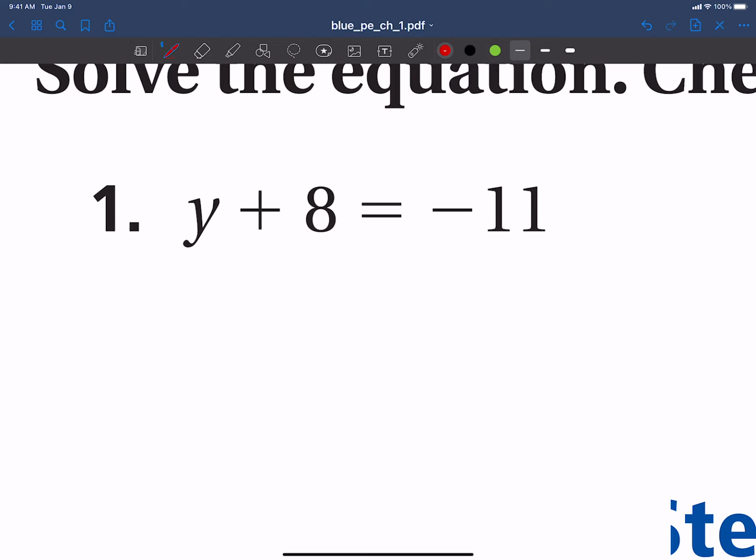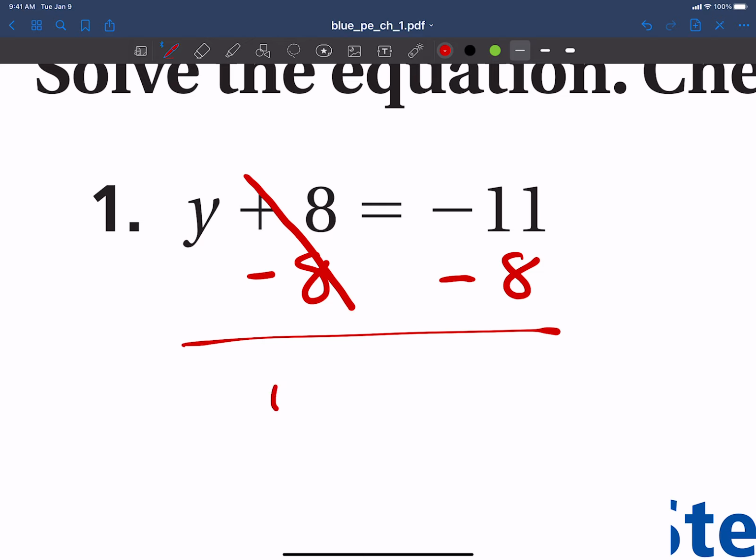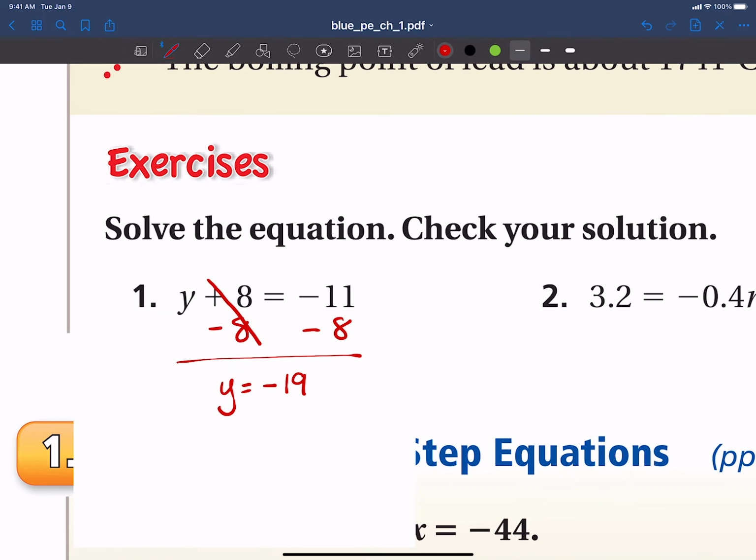This should be easy, right? How do I get y by itself? Very good, subtract 8 from both sides. Now, 8 minus 8, that equals 0. They cancel out, right? Good. Destiny sees that these signs are the same. Signs are the same. We just add. So 19. Negative 19. Remember, if they're all negative, the answer is still negative, right? There you go. That is your answer. Y equals negative 19. Not so bad, right?